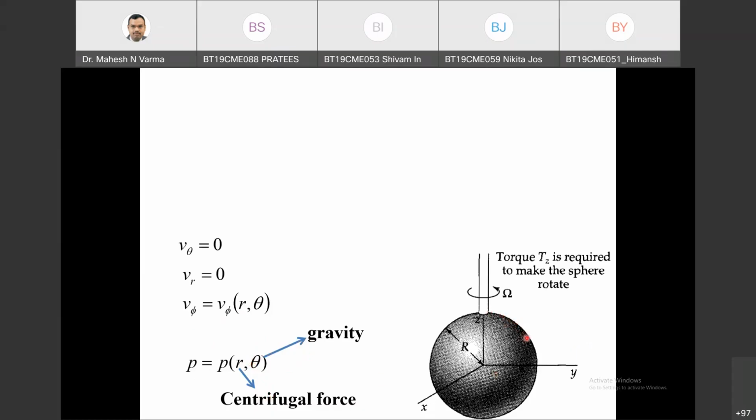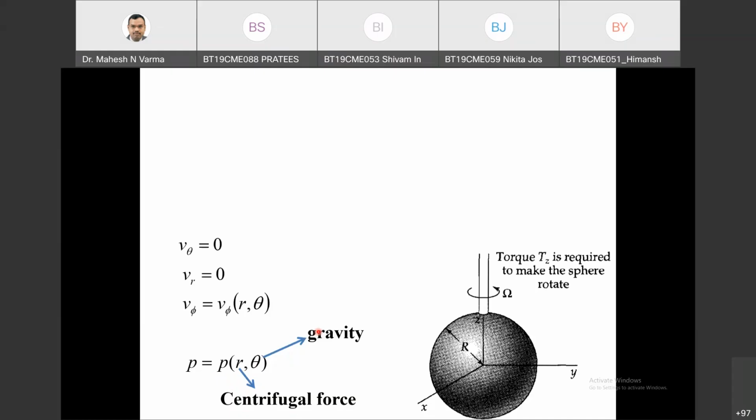Moreover, gravity is neglected considering the diameter of this solid ball is small as compared to the thickness of the pool. The pool is very large and the diameter is very small. So pressure is a function of r because of centrifugal force, and pressure is a function of theta because of centrifugal force and gravity. And now the boundary conditions.